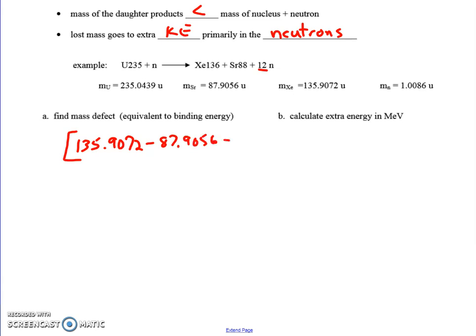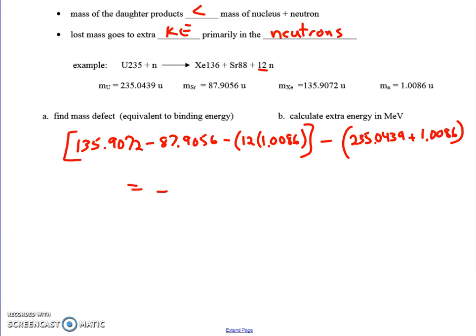Minus, now I have to count the neutrons, and I have 12 of them, so minus 12 times 1.0086. Put brackets around that. Why was it a big long one? Minus now the reactants, so that's going to be 235.0439 plus the 1 neutron. Okay, that's a lot of accounting. I'll do the maths for you.